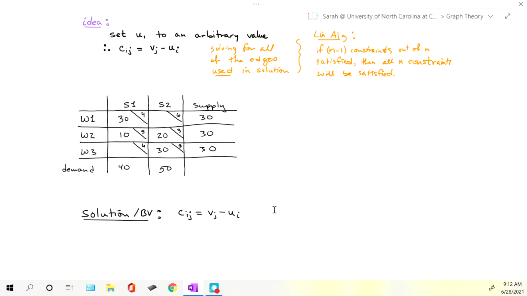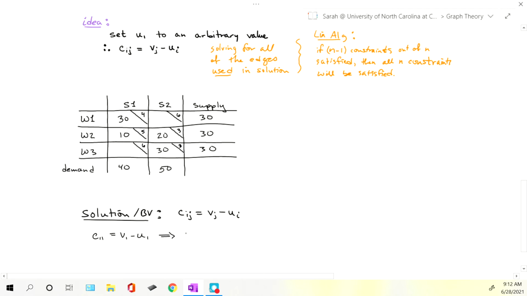So in this particular case, our basic variables would be what? Well, we'd be looking at the cell that actually has something in it. So we would be looking at C11. Now C11 is the same as V1 minus U1. So if we go ahead and write that out, we have what C, now remember, C is not the value of the cell, C is the cost.